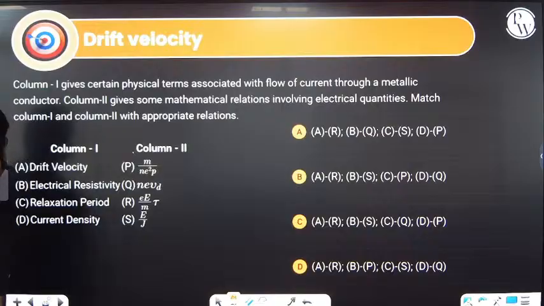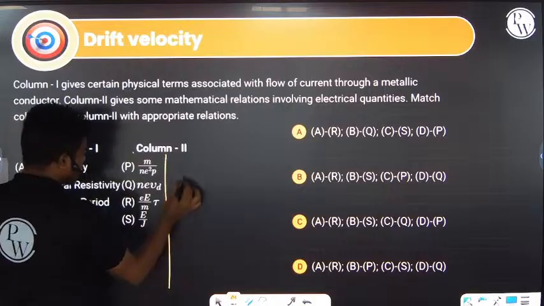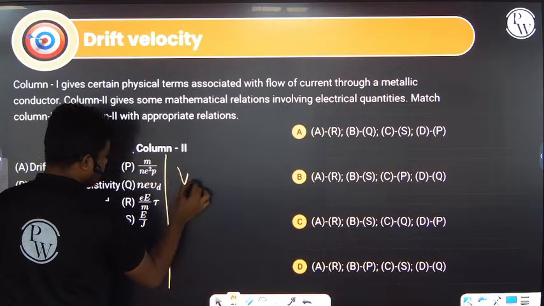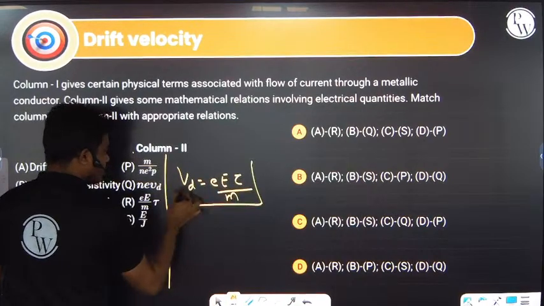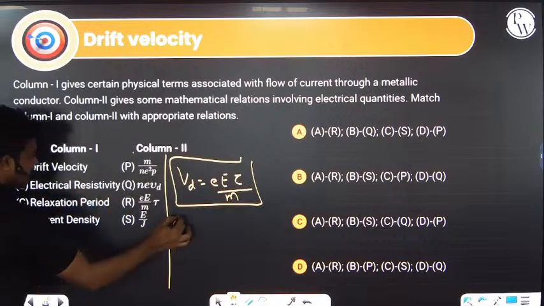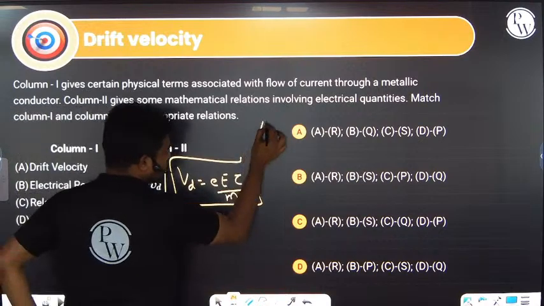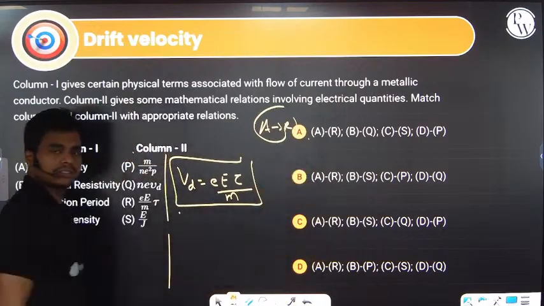Next, this particular question. Column 1 gives certain physical quantities associated with the flow of current through a metallic conductor. Column 2 gives the mathematical relation between them. So here, drift velocity. What is the formula of drift velocity? Just now we saw drift velocity: E capital E tau divided by m. This is the formula of drift velocity. So A is R, directly we can say. Let's check how many of them have A equal to R. 1, 2, 3, 4. All options have A into R.